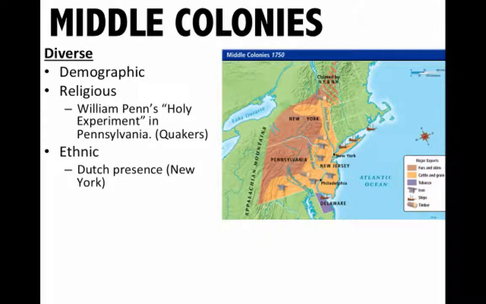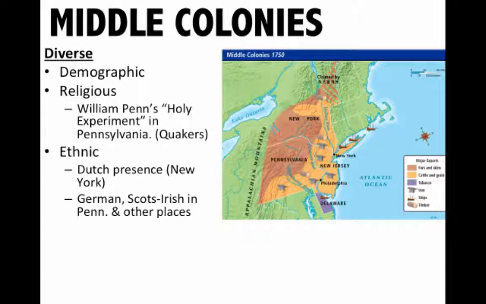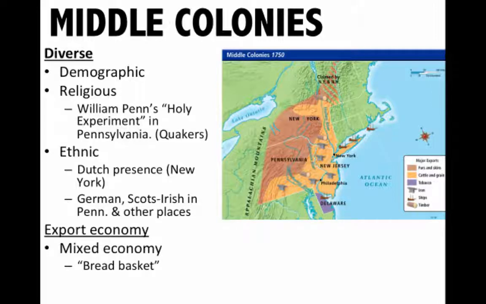Ethnic diversity can be seen, for instance, in New York. You're going to have the Dutch presence. It is the Dutch who are there first, and then England takes over their colony and renames it New York. You're going to have a lot of German and Scots-Irish immigrants coming to places like Pennsylvania, immigrating to these colonies. And then finally, the economy is a very mixed economy, a lot of it based upon wheat growing, and it's going to be referred to as the breadbasket of the colonies.